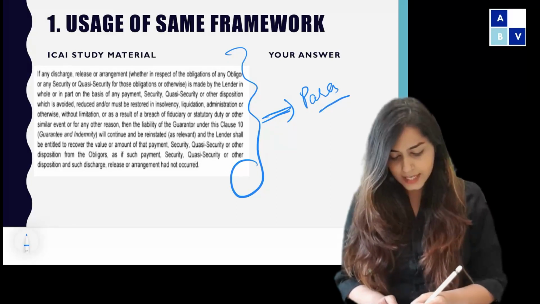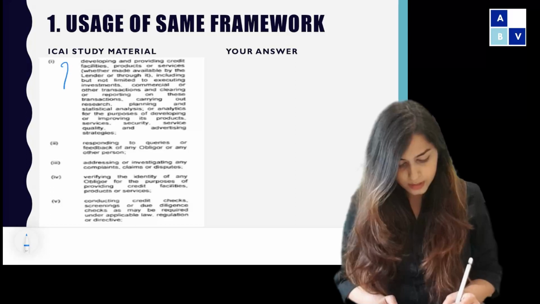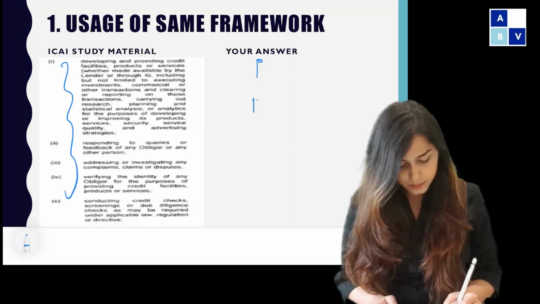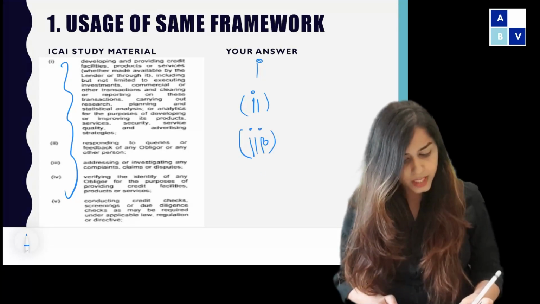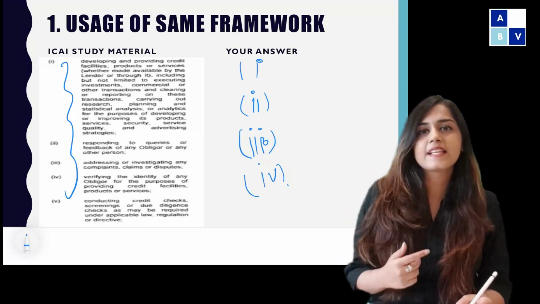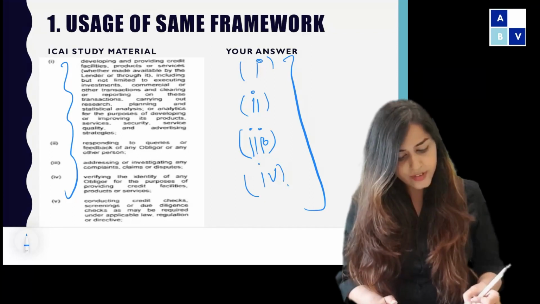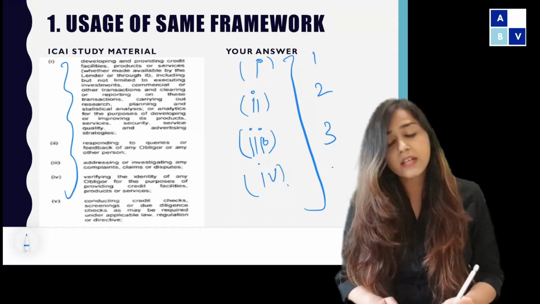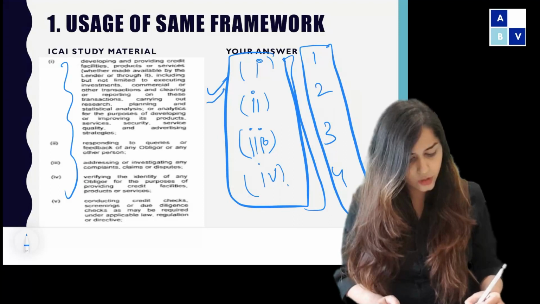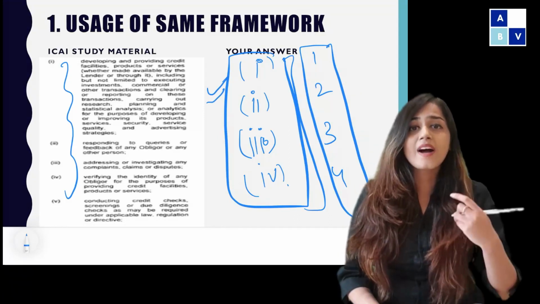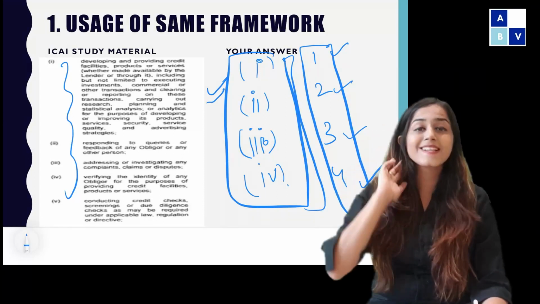If it's in Roman numerals, then you are supposed to use Roman numerals. Now, many of the students ask me, if the basic framework used by ICAI is Roman numerals, then can I use 1, 2, 3, 4? No, you can't. If it is in Roman numerals, your answer should also be in Roman numerals. If the study material answer is in 1, 2, 3, 4, you are supposed to write it in 1, 2, 3, 4. You have to use the particular framework given by the ICAI study material.